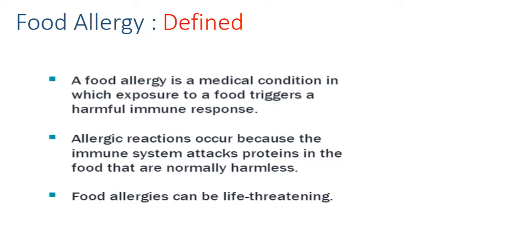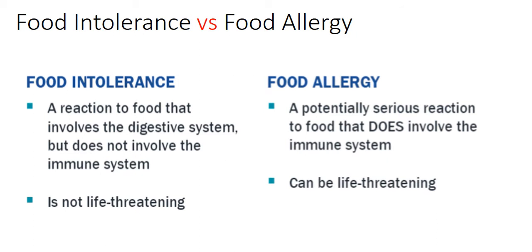Some of the symptoms for food allergy are itching, rash, hives, abdominal pain, nausea, and difficulty breathing. There is a difference between food intolerance and food allergy. A food intolerance is a reaction to food that involves the digestive system but does not involve the immune system. It is not life-threatening. An example would be that you can be allergic to milk or have an intolerance to milk. Milk can cause both. You have to know the difference.